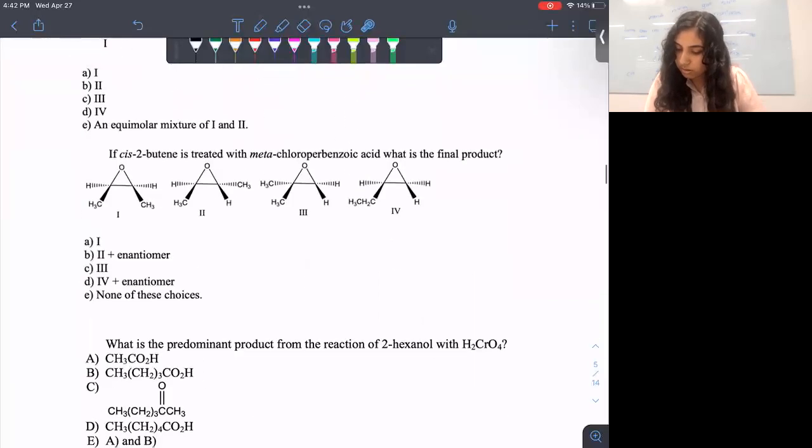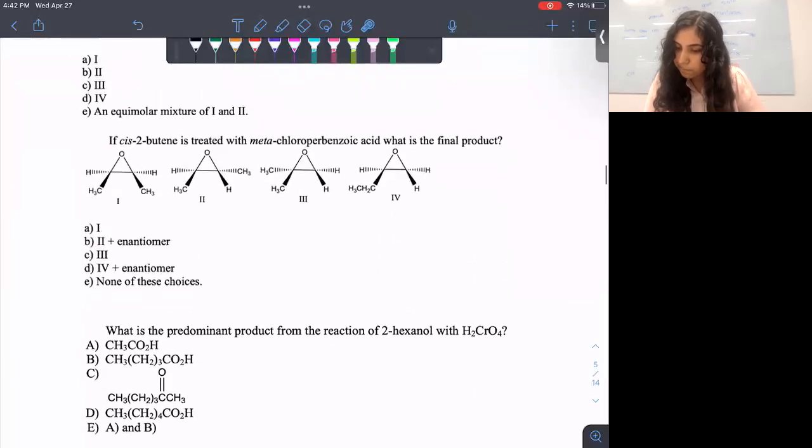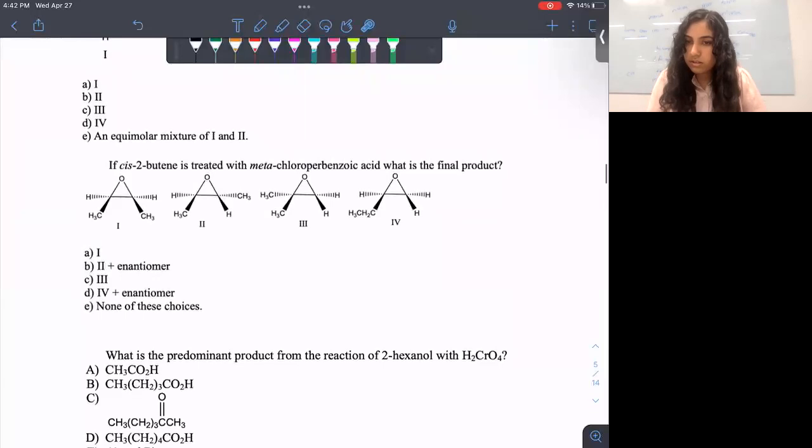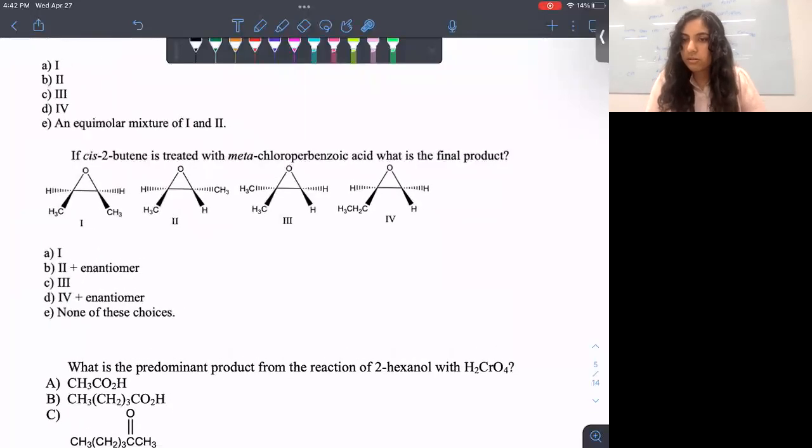I'm gonna skip that one. The methyl shift, yes, the methyl shift is only possible with acid catalyzed. It is the only alcohol synthesis reaction that gives a carbocation intermediate. So that's the only one you can do rearrangements in.